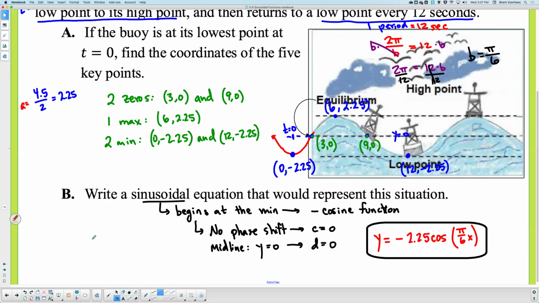Okay, so you could actually say that a, if you wanted to, is negative 2.25 because of the negative cosine function. And again, I'm going to copy this down from over there, that b was pi divided by 6. That way we have all the values right there. Okay, that's part A, part B.